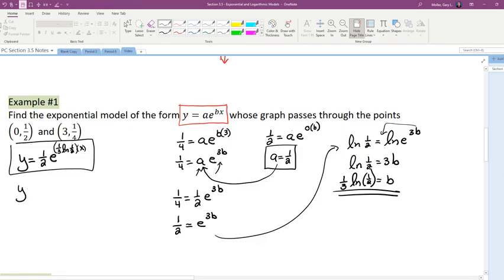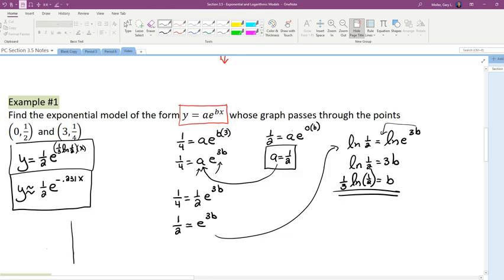So let's now get an approximate model by turning that all into a decimal. So I get natural log of 1/2 and divide that by 3. And I get 1/2 e to the negative 0.231 x power, which seems to be telling me that we have a decay situation.